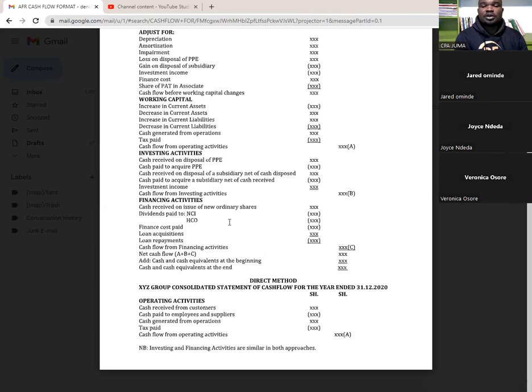Full stop. Small contribution there. Bank overdrafts are treated as a negative cash equivalent. Negative cash equivalent. Full stop. Good.